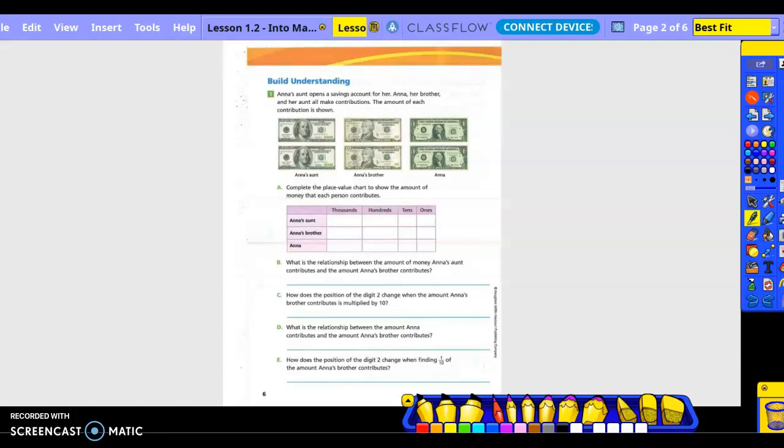So, how much did Anna's aunt contribute? $200. So, we're going to start here, right? How much did Anna's brother contribute? $20. And how much did Anna contribute? $2. Okay. What is the relationship between the amount of money Anna's aunt contributes and the amount Anna's brother contributes? So 10 times more. Anna's aunt contributes 10 times more than Anna's brother.